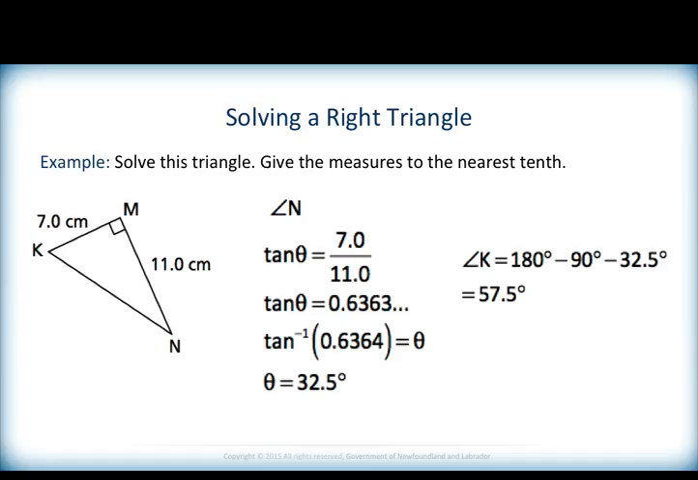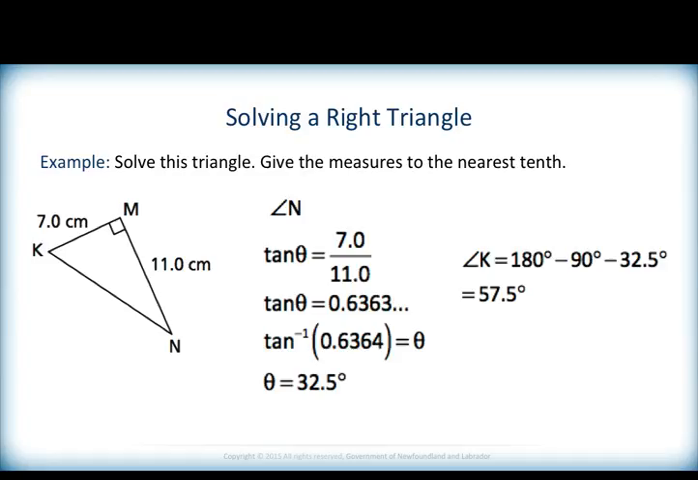In order to find the degree measure, we're going to use the inverse function of tan. So we have tan inverse 0.6364, which equals theta. And approximately angle N will equal 32.5 degrees. So now if we want to go back and fill in angle N to be 32.5 degrees, we will quickly realize that we have two known angle measures, and the third one could be found by going 180 degrees, subtract 90 degrees, subtract 32.5 degrees. And this will leave us with angle K to be 57.5 degrees.